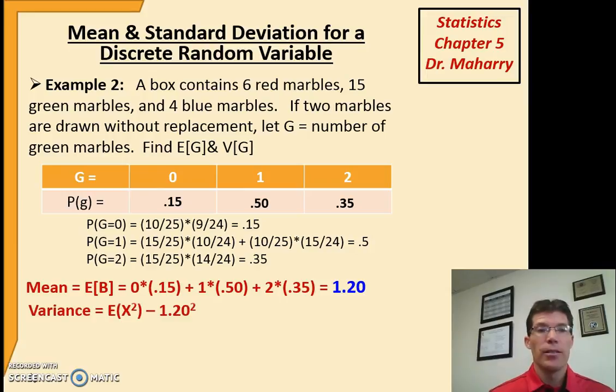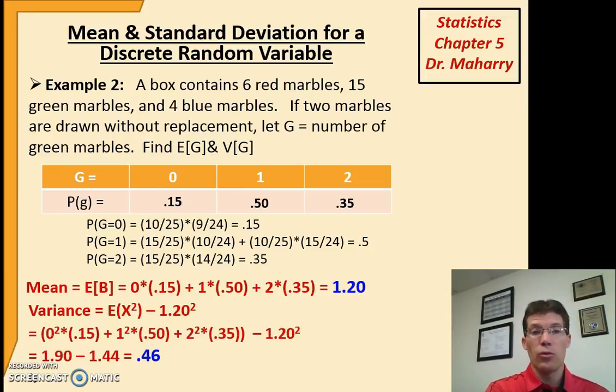Similarly for variance, our random variable is G. I'll take G squared times the associated probability. So 0 squared times 15%, 1 squared times 50%, 2 squared times 35%. Add those up and subtract the mean squared. That's that shortcut formula for variance. Now notice here I do not take the square root at the end because it was asking for variance. So the variance would be 0.46. If I wanted the standard deviation, I would simply take the square root of that result.